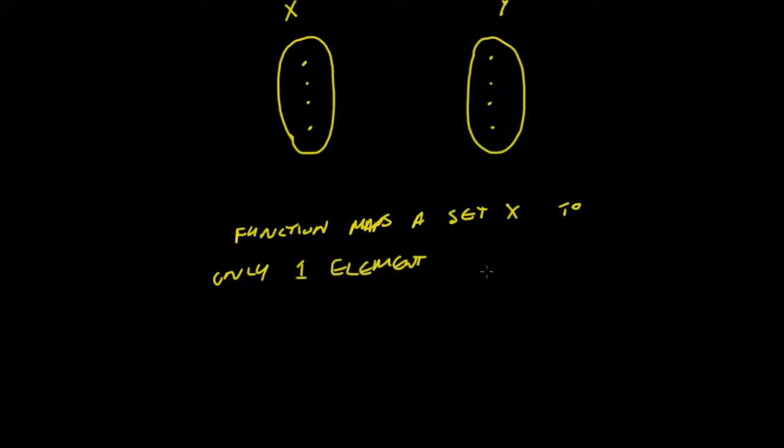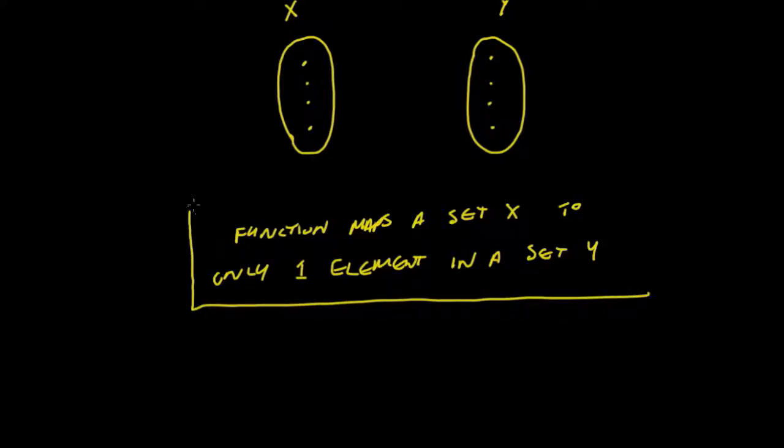Okay, so I'll write that out again. I'll say a function maps a set, say X, to only one element in a set Y. Okay, so that's important. A function maps the elements of a set X to only one element in a set Y.